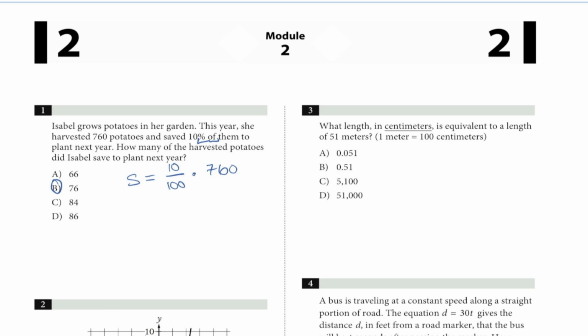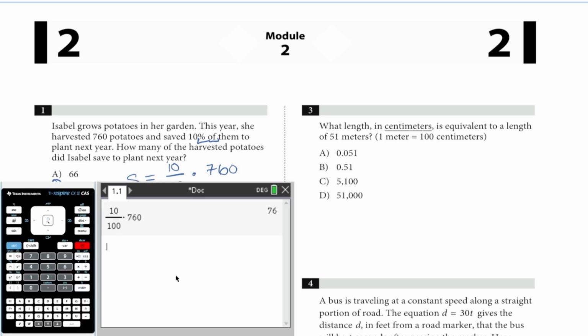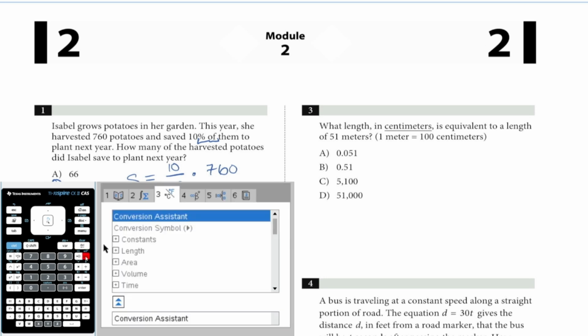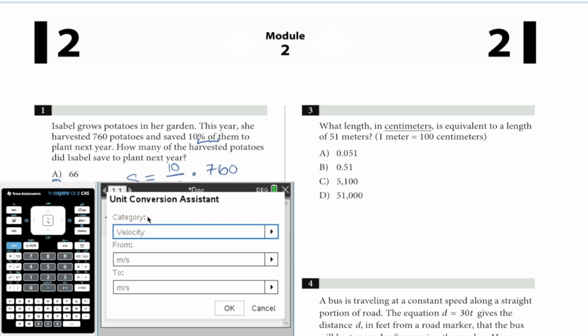So again, a lot of people do this by hand, but I'm still going to use the calculator. To use the CAS calculator for unit conversion, we're going to hit the little book symbol, and then we're going to hit 3. I already have it up. Then we'll select conversion assistant, and we'll hit enter. And then here is where we will make the decision.